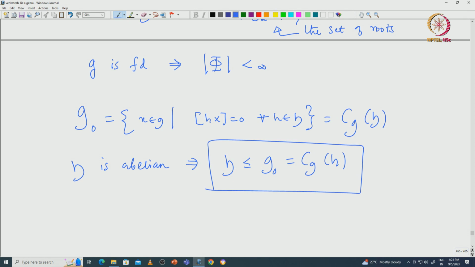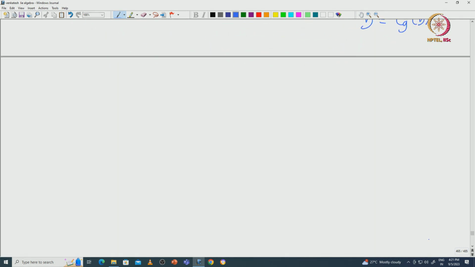Later we will prove that H must be equal to its centralizer. That is actually one of the important properties of this maximal toroidal subalgebra. Later we will prove that H is indeed equal to CG of H. In particular we have the following decomposition, which is called either the root space decomposition or the Cartan decomposition.